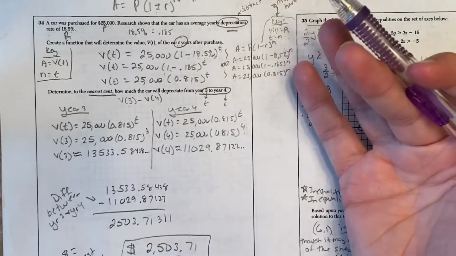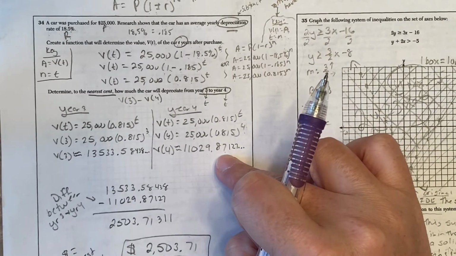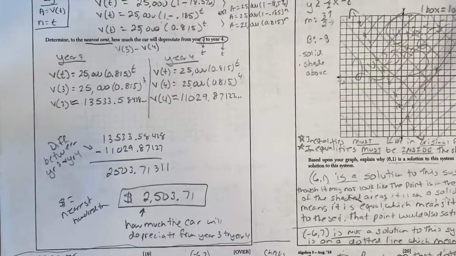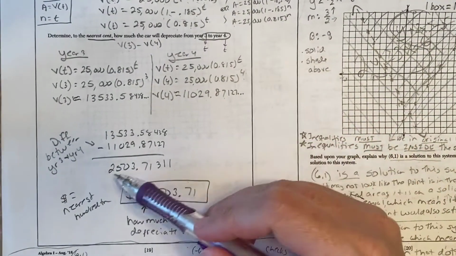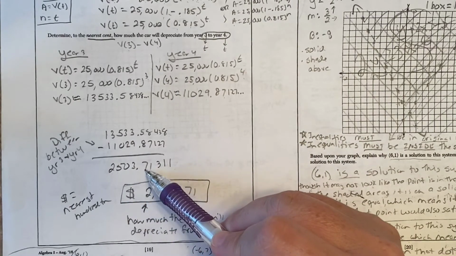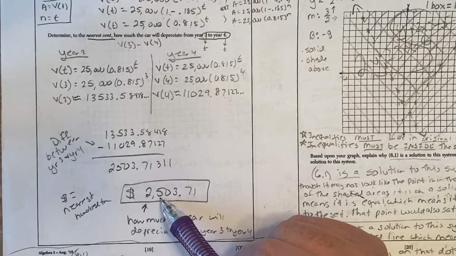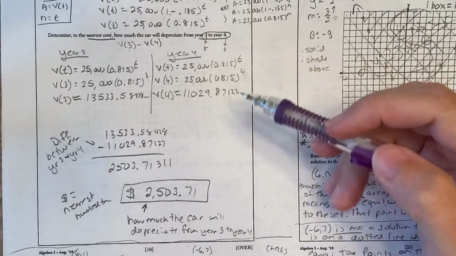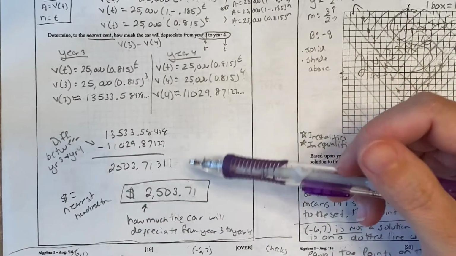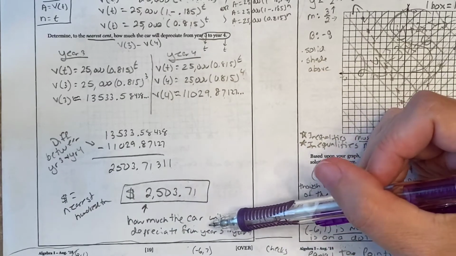So put it in the calculator, press enter, write down everything you see. Okay, then the difference is subtracted. So I just subtracted those, and I get 2,503.71311. And I know nearest hundredth, it's $2,503.71 because money is always nearest hundredth. And that's how much the car will depreciate from year 3 to year 4.